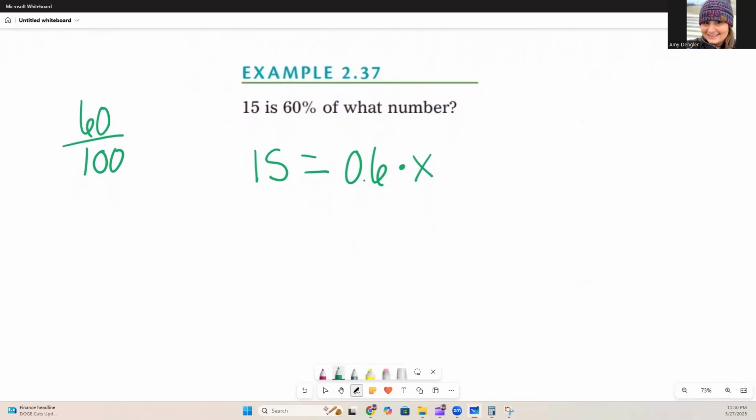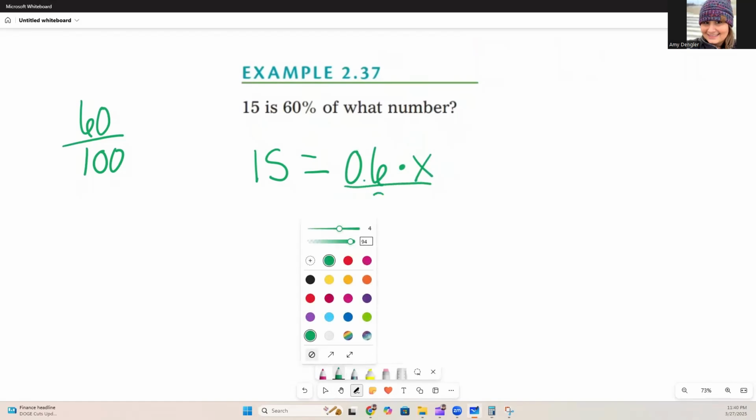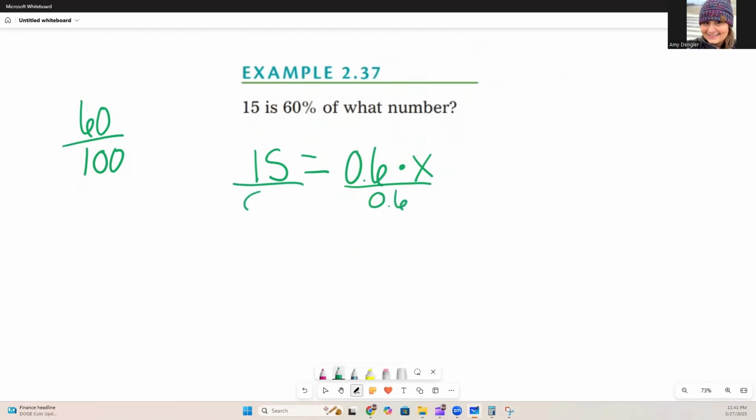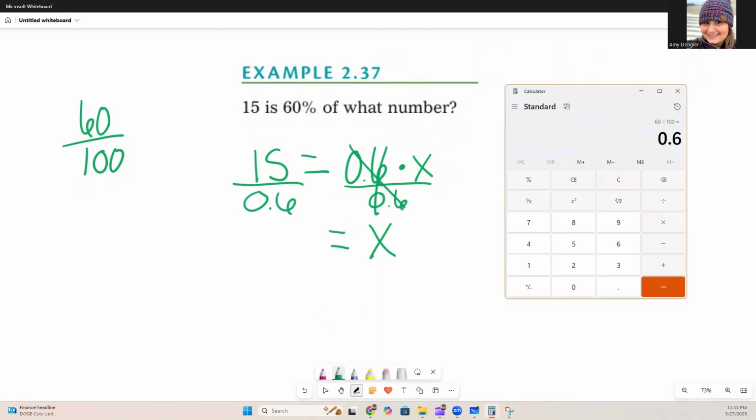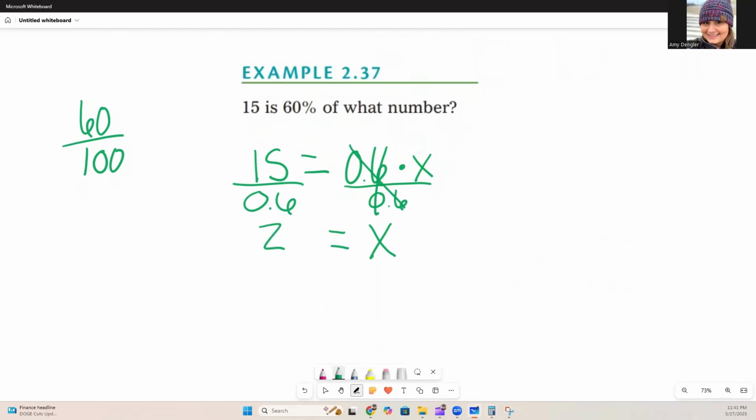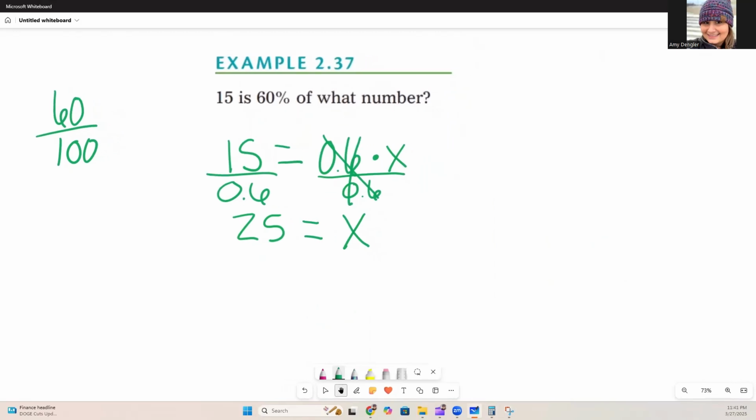Now we want to get x alone. So we need to get rid of that 0.6, right? So we're going to do 0.6 on this side and then also 0.6 on this side. This cancels out, and all we have left on this side is x. Now on this side, we need to do 15 divided by 0.6, which gives us 25. So 15 is 60% of what number? And that is 25.